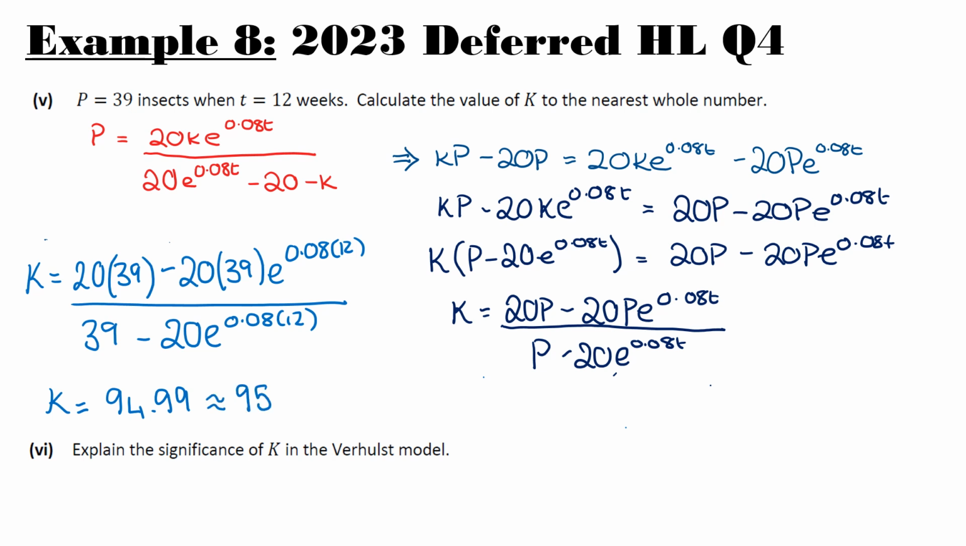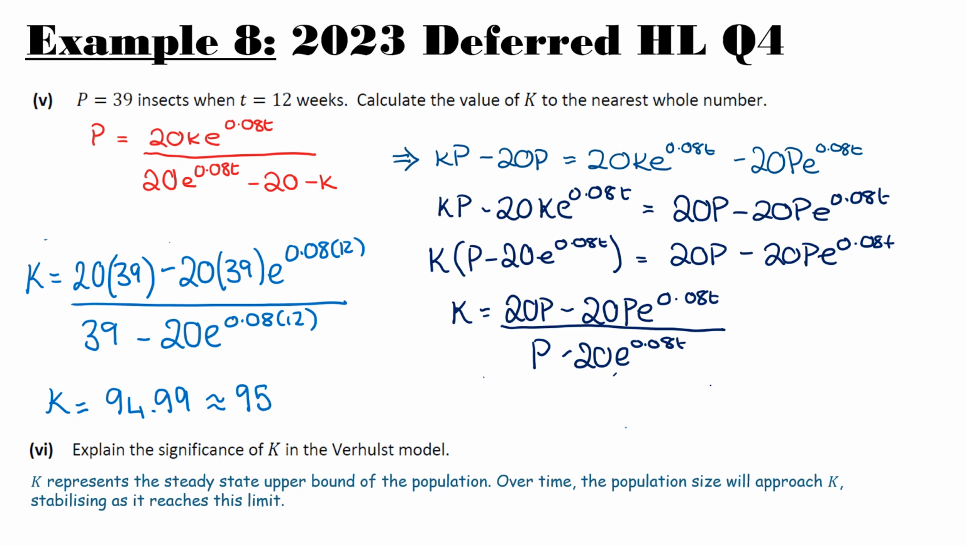And then part 6 asks us to explain the significance of k in this model. So in this model, what k represents is that upper limit. As the population increases, it will start to steady out at 95, which is why this is much better for us to use for very large populations compared to the approximation that we had earlier in the question.